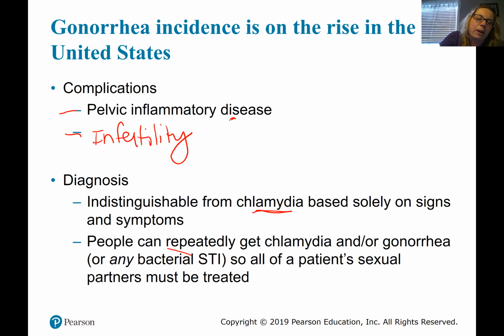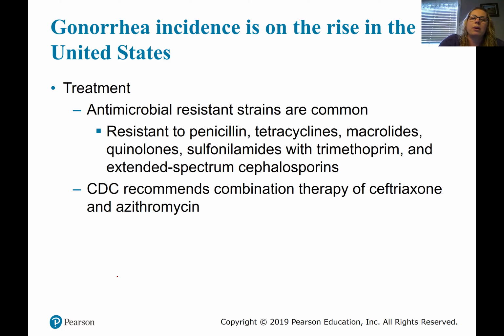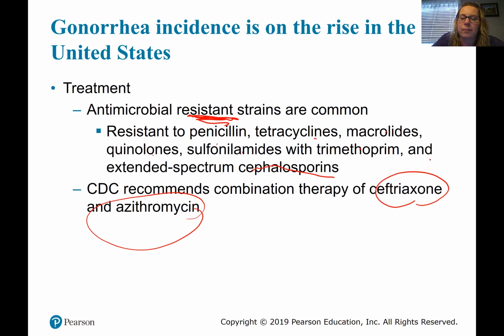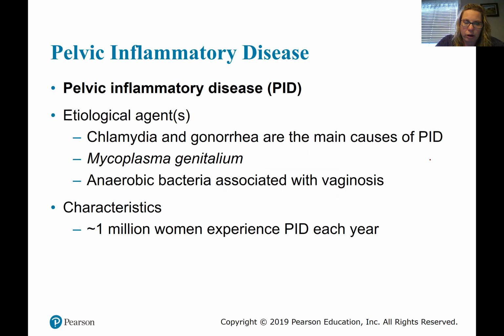And any of the bacterial STIs you can get repeatedly. You do not build up immunity because there are many different strains within those species. So treatment, most strains are going to be resistant to penicillin, tetracycline, macrolides, quinolones, sulfonamides, trimethoprim, and cephalosporins. So azithromycin might be used in combination, and we cross our fingers to hope that would work.